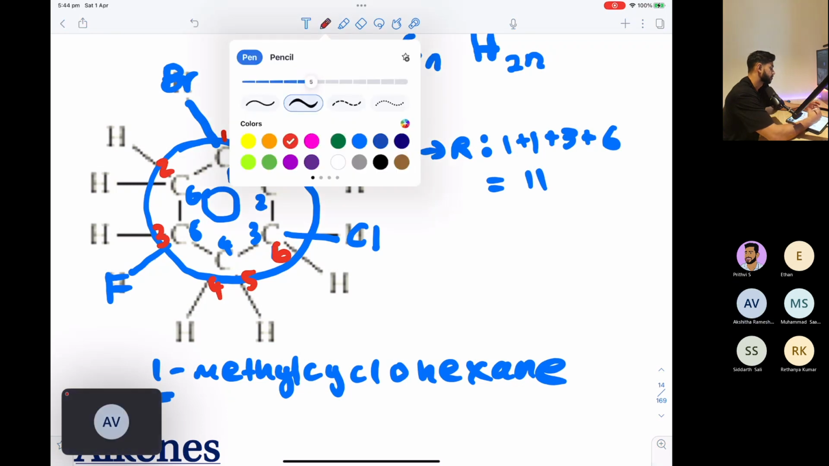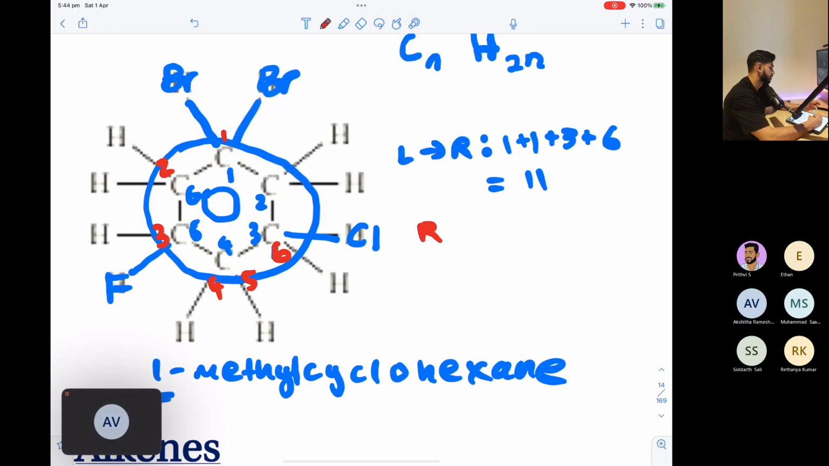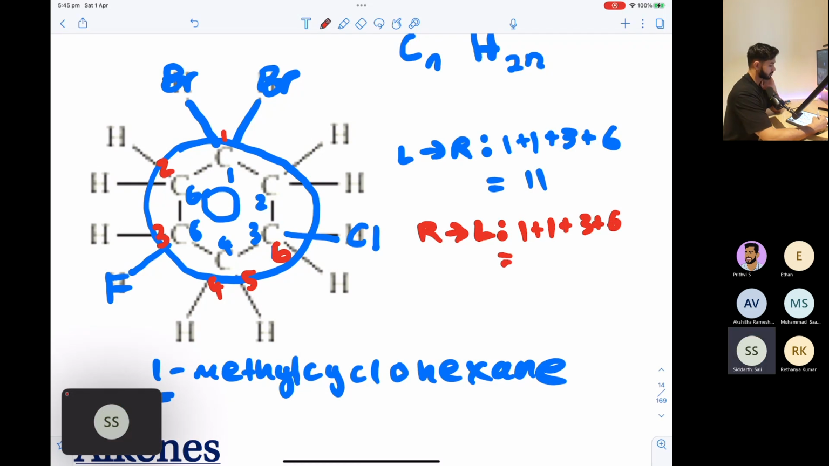Good. That's why it's always important to break it down instead of getting a final answer. So if I go right to left, which is in red, Sid, what do I get? You get 1 plus 1 plus 3 plus 6. So Sid, now the question is, which way do I go? Wait, I just have a question.